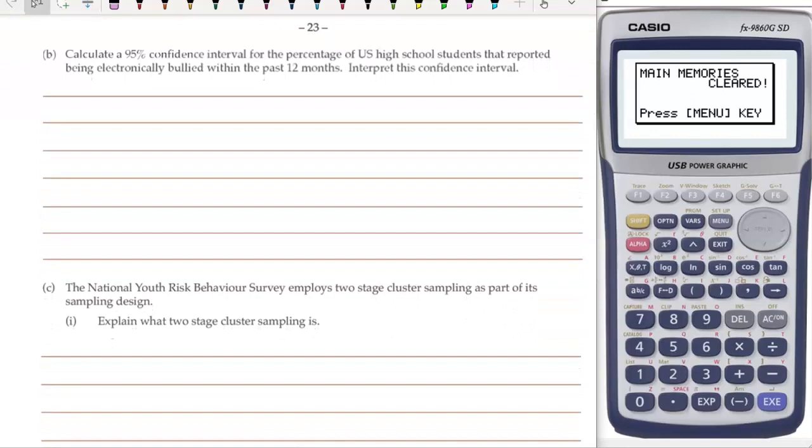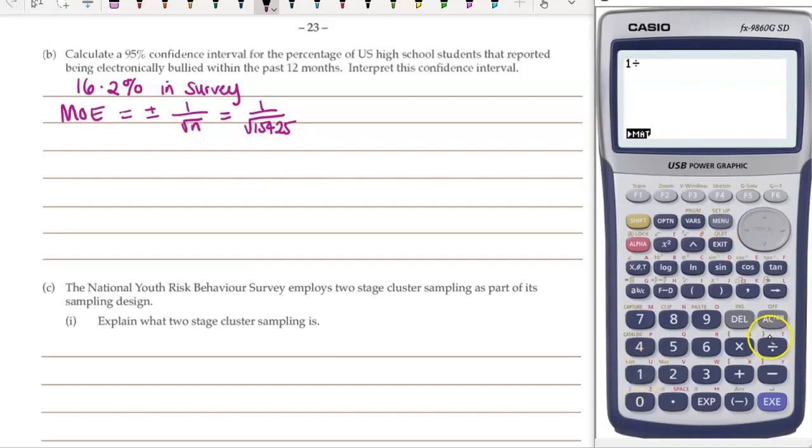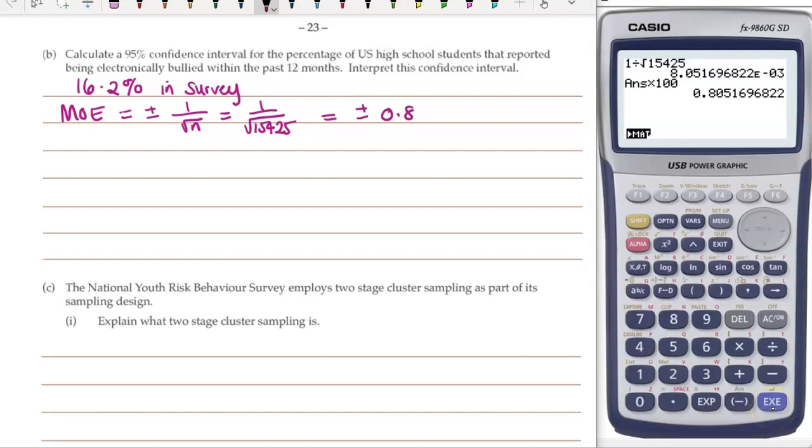Part B, we are working out a confidence interval. Now, the value that was reported in the survey was 16.2%. The margin of error we are working out as being plus or minus 1 over root n, so that's 1 over the square root of 15,425. That's how many we were told took the survey. So 1 divided by the square root of 15425, and then we times it by 100 for a percentage. So plus or minus 0.81%.